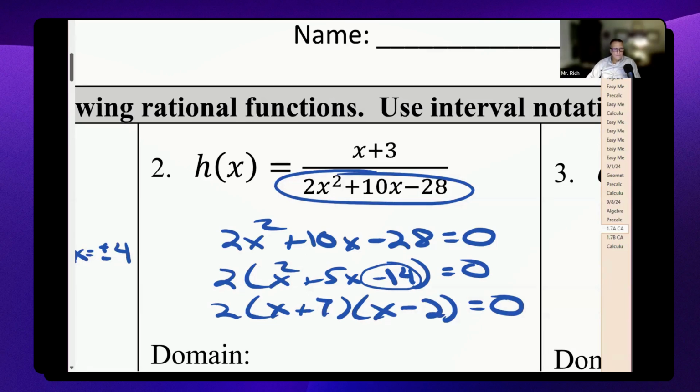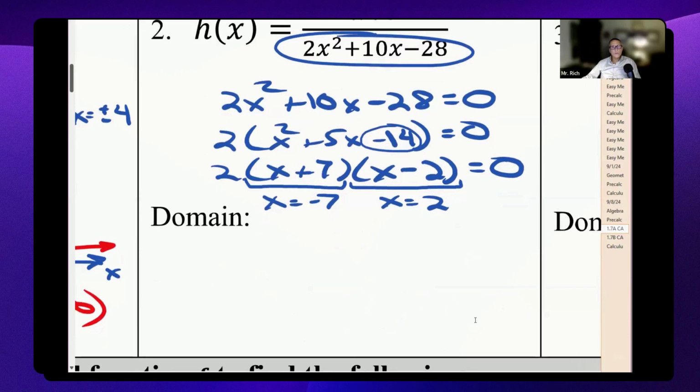Then to get my solutions to this equation, I set each of the factors equal to 0. And when I do that, I get x equals -7 and x equals 2. So those are the two exclusions to the domain. Those are the two values that if I try to do h of -7, it'll give me a 0 in the denominator, and I don't have an answer for that because it doesn't exist. I can't divide by 0.